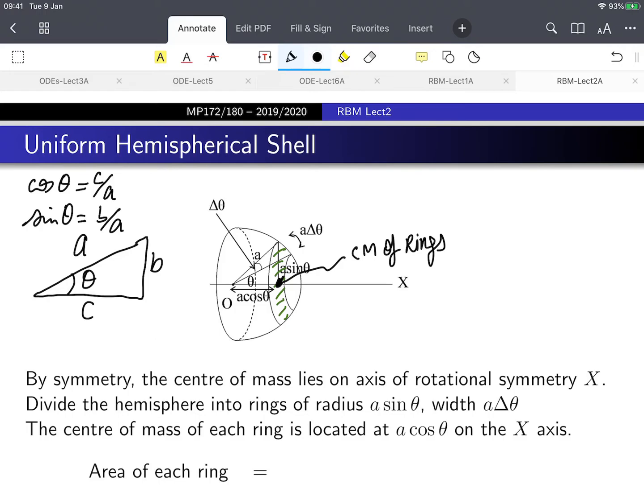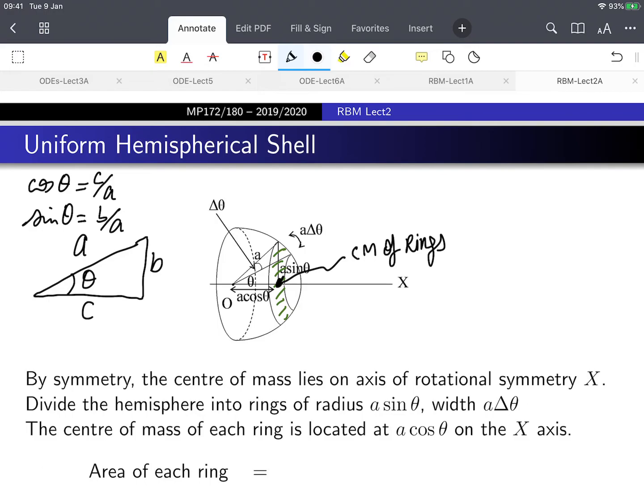So that's good. Now I can go through this reasoning I've made here. Divide the hemisphere into rings of radius. Oh yeah, what about the radius of the ring? It's going to be this height here, what I call B. B is A sine theta, which is why I've written A sine theta here for this height. And so the radius of the ring is A sine theta. That's correct. The width is going to be this length here.